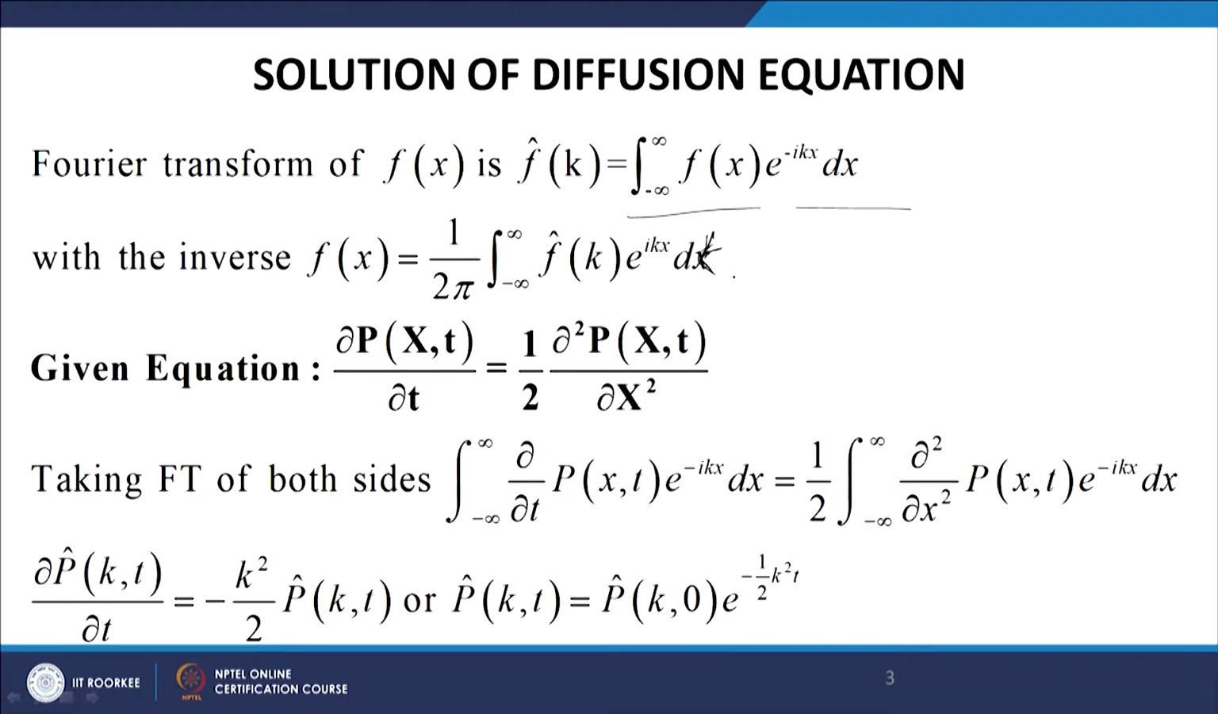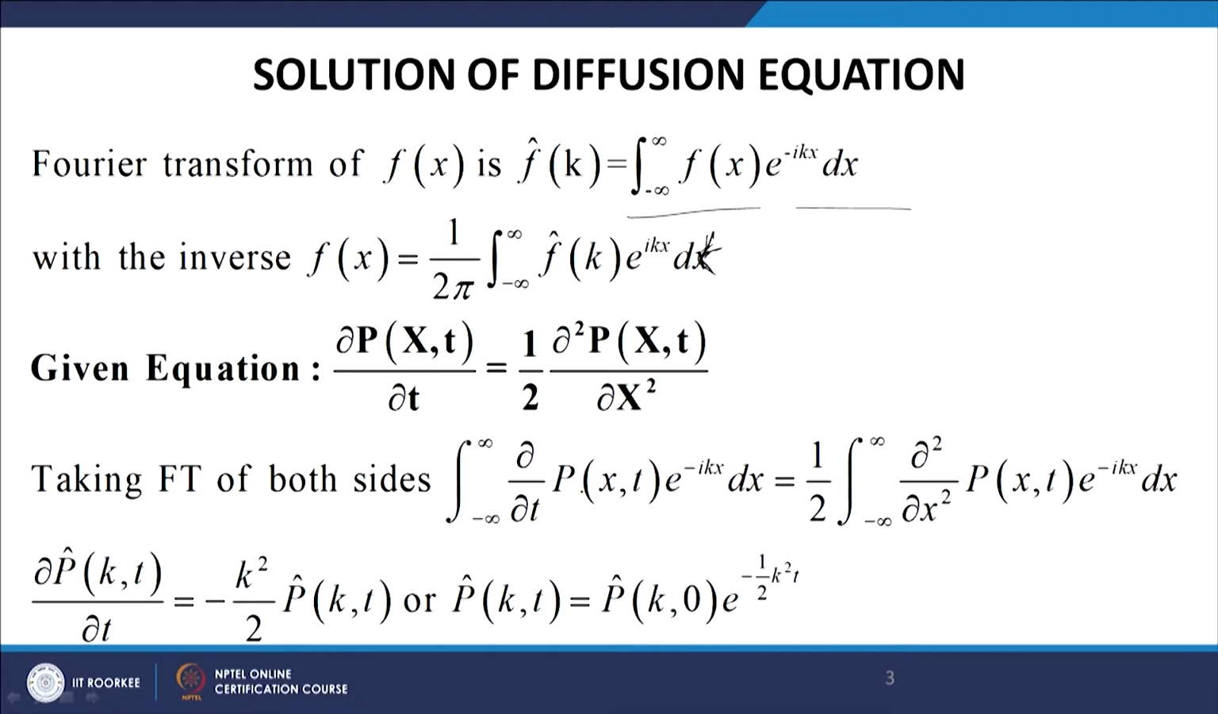So, our given equation is dp upon dt is equal to 1 by 2 d square p upon dx square. We take the Fourier transform of both the sides. Let us look at the left hand side carefully. The derivative is with respect to t and the integral is with respect to x. So, we can take the derivative outside the integration without any problem, and whatever remains inside the integral is nothing but the Fourier transform of p. So, we can write it as del by del t of p hat, or the Fourier transform of p, of k, t.